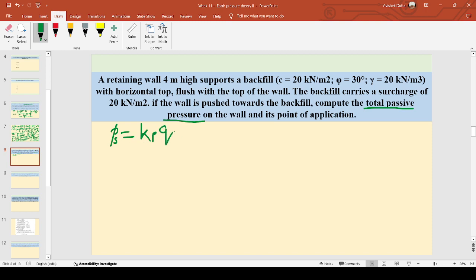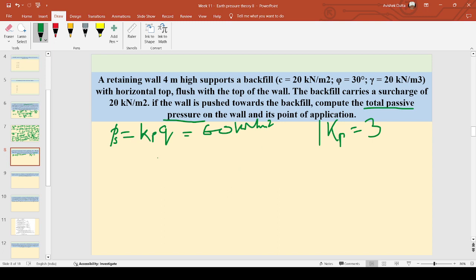Kp into Q. What is the formula for the passive coefficient of earth pressure? 1 plus sine phi by 1 minus sine phi. We have solved this previously. We'll get 3 as the answer, right? Yes, 3, sir. So 3 into, I guess, 20. I'll get a pressure intensity of 60 kilonewton per meter square, isn't it? Yes.